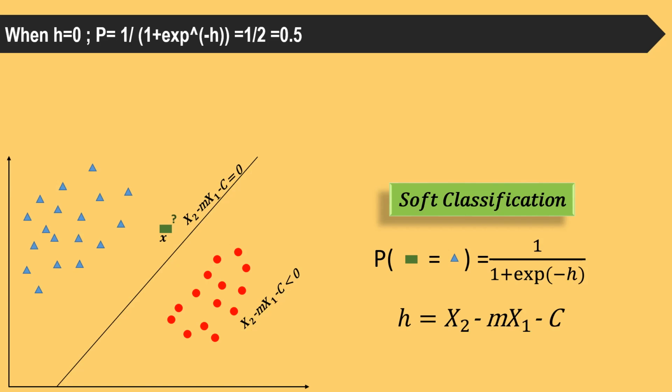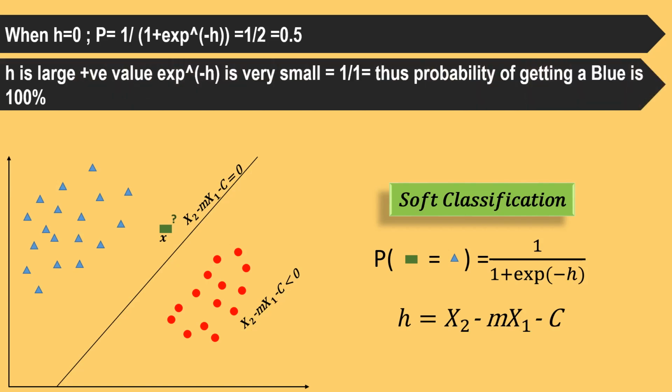That is, this point is on the line. The second case, let us imagine that the h value is a very large positive value. In that case, the exponential term will be very small, so that whole 1 plus exponential term will become 1. So 1 by 1 is 1. In the sense, the new x value is being classified into the blue class, 100% classified into the blue class.